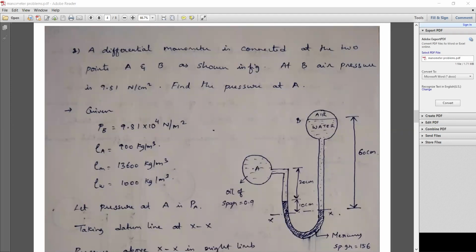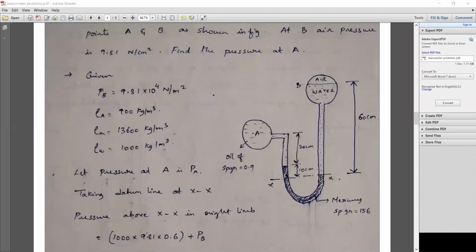So density of water rho into G into H, where H is 60 centimeters. It is given, so we need to convert this into meters. How many meters is 60 centimeters? 0.6 meters. Yes, 0.6 meters. So the height is 0.6 meters here. So write down, what will you get?